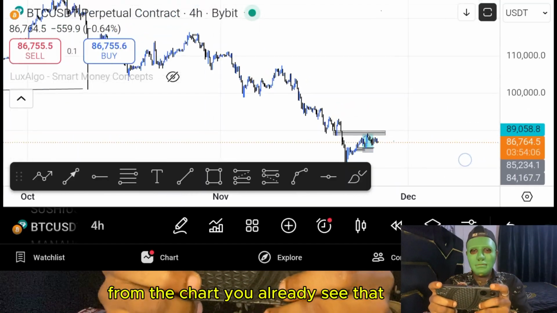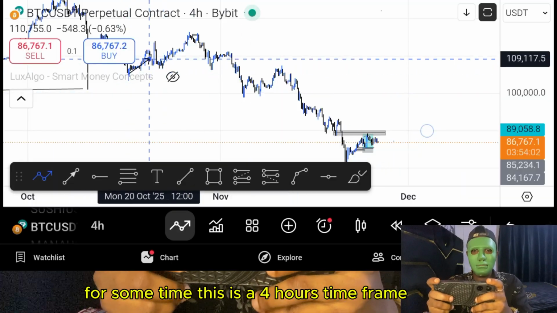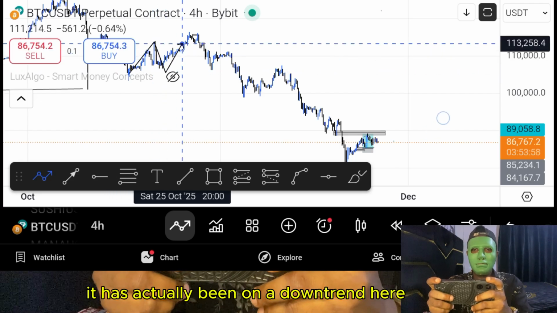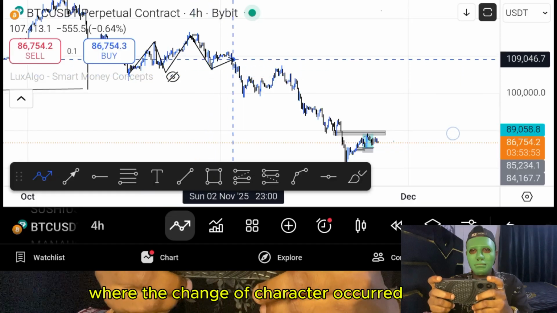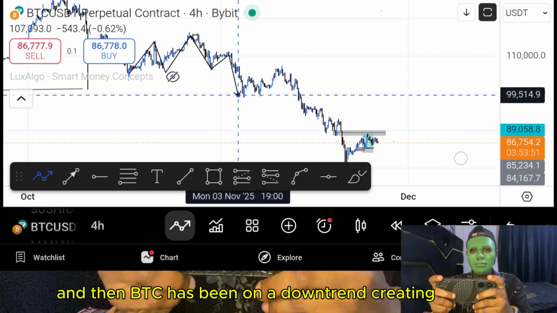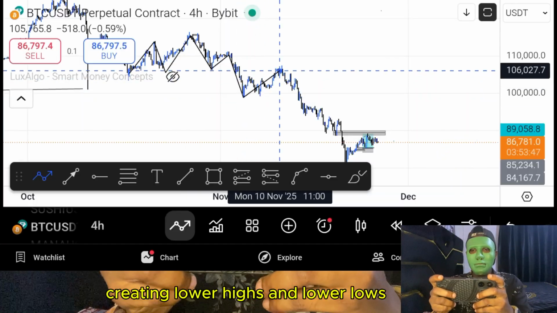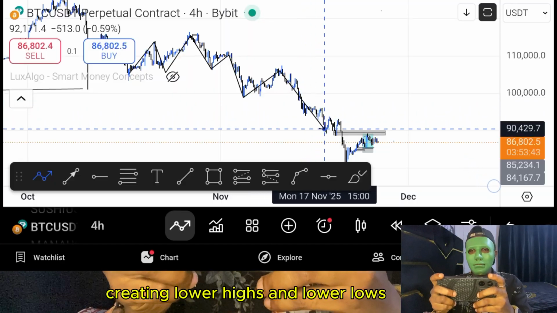From the chart, you already see that BTC has been on a downtrend for some time. This is a 4 hours time frame. I actually placed it on the 4 hours time frame. It has been on a downtrend here, where the change of character occurred, creating lower highs and lower lows.